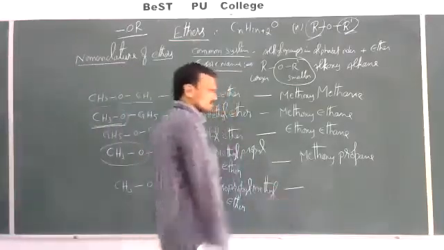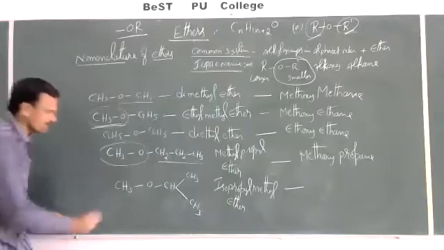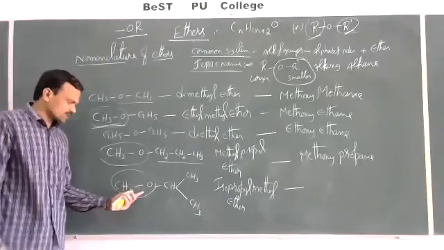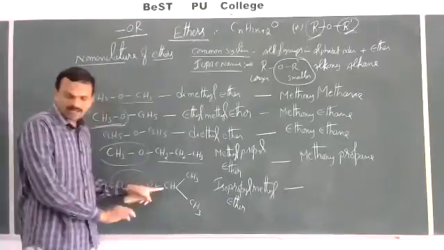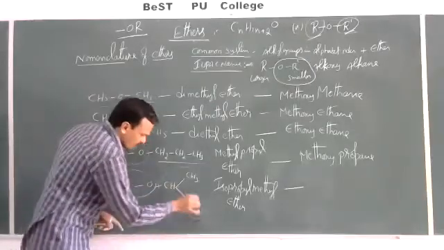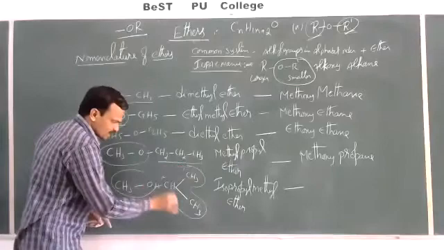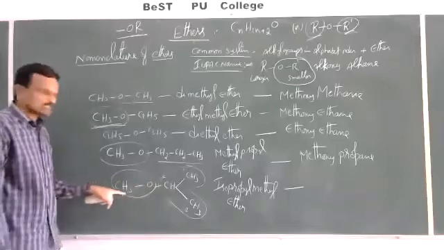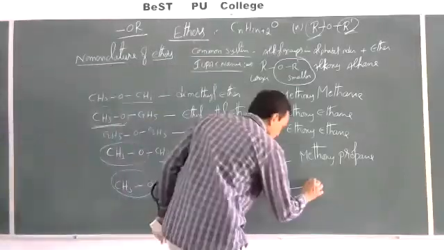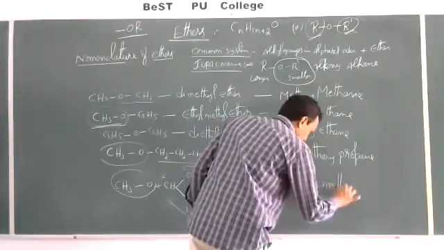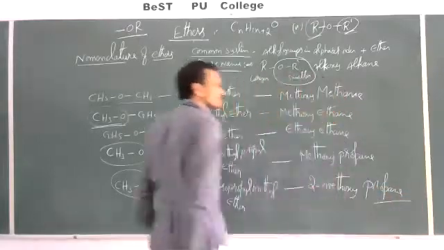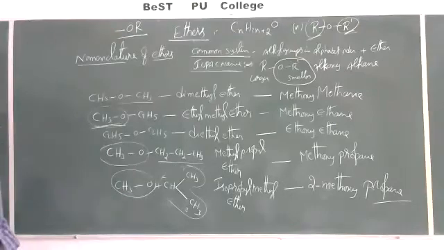And what is the IUPAC name? Among these two, which is the smaller group? This is the smaller group, and it is named as alkoxy. So this is the methoxy group. Now this is not propane. Just give numbering here. This is the alkane now. First carbon, second carbon, third carbon. Now at the second carbon there is a methoxy group, so this is named as 2-methoxy. The methoxy group is present at the second position. So 2-methoxypropane. This is okay, right? This is an example.